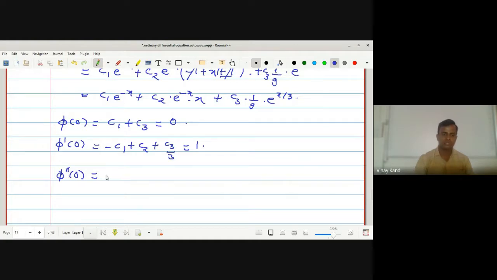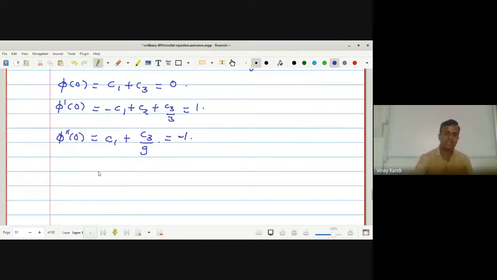put here 0. Here we get c1, here we get 0. So 0 into c2 is 0. Okay, so c3 by 9, which is equal to minus 1. Okay, so this system of equation we can write in the matrix form. मॅट्रिक्स फॉर्म मध्ये लिहू शकता किंवा डायरेक्ट हे सॉल्व करू शकतो तुम्ही.